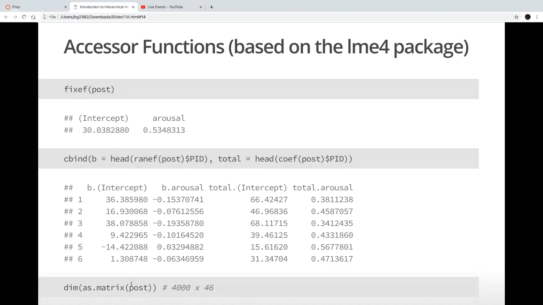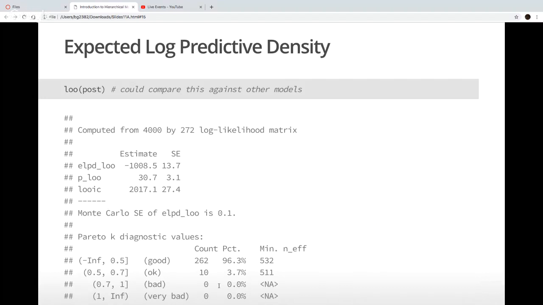And like I said, the overall dimension of this posterior distribution is 46 because we have 2 parameters for each person and then 6 more. So we can do the same sort of stuff that we've learned to do with flat models. Here we can call loo. We could compare this against other models, simpler models, more complicated models.